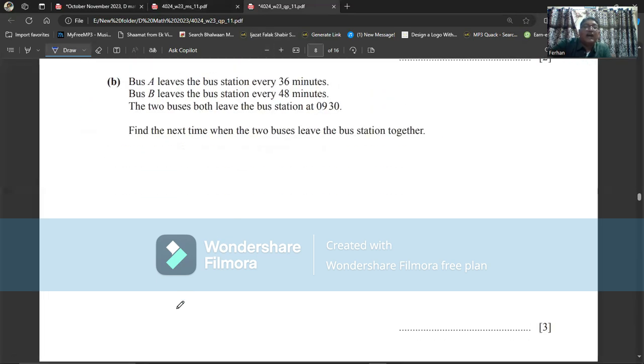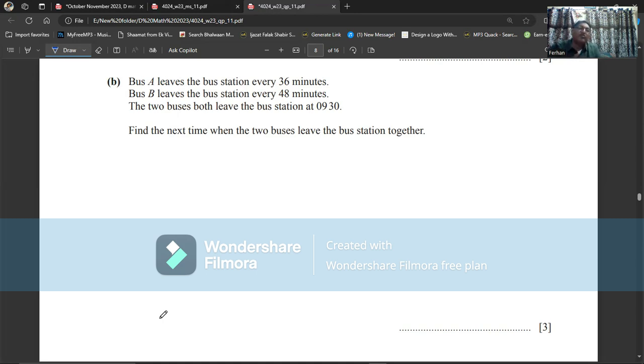He says bus A leaves the bus station every 36 minutes. Bus B leaves the bus station every 48 minutes. The two buses both leave the bus station at 9:30. Find the next time when the two buses leave the bus station together.